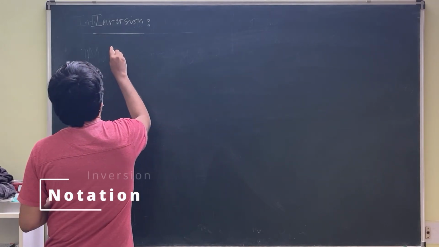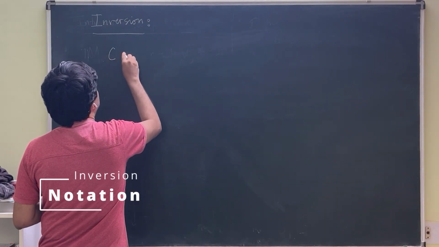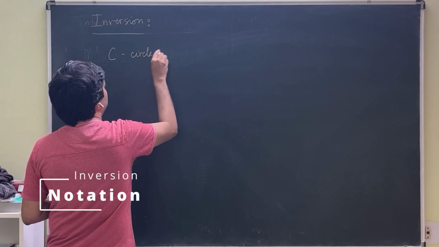So supposing you have a circle of inversion C. C is the circle of inversion.